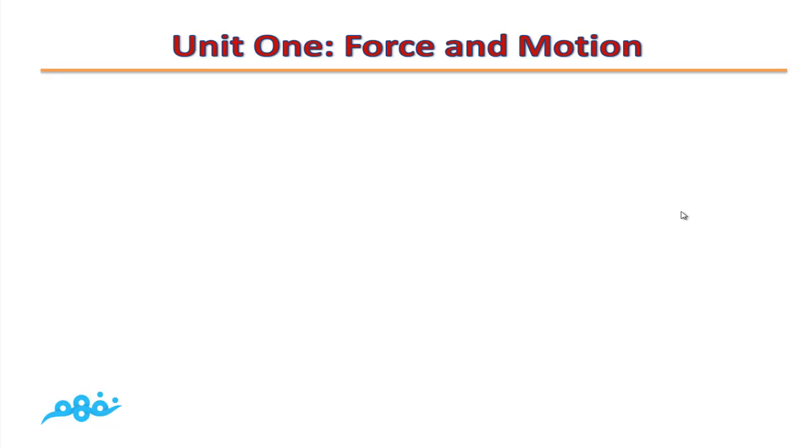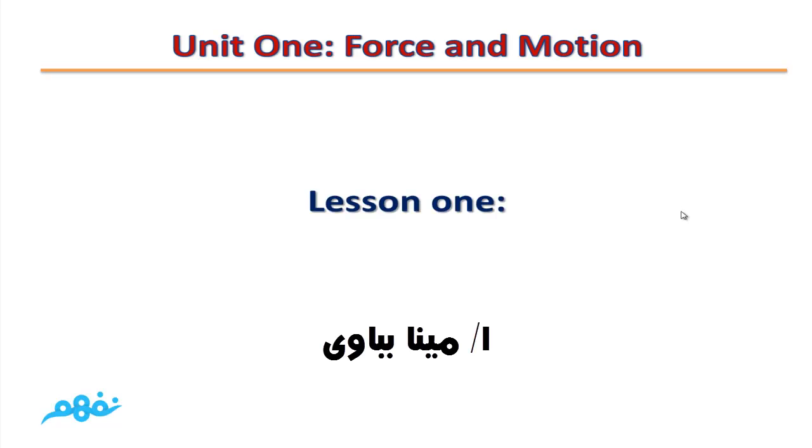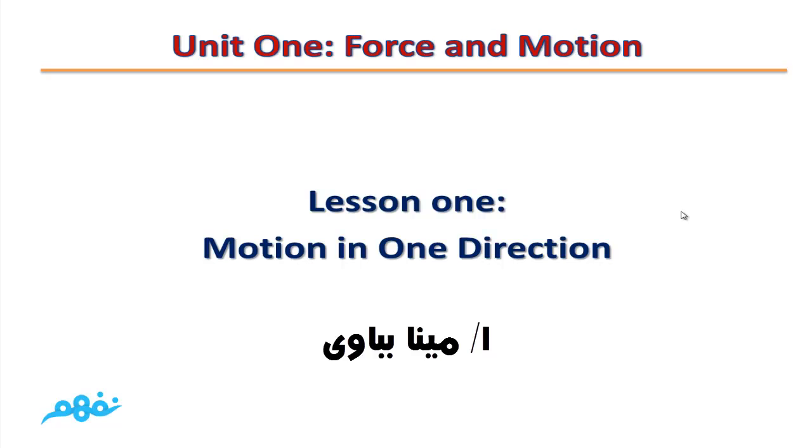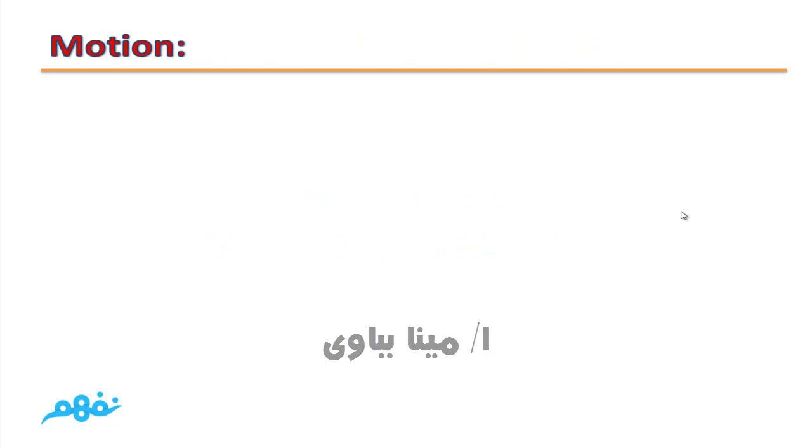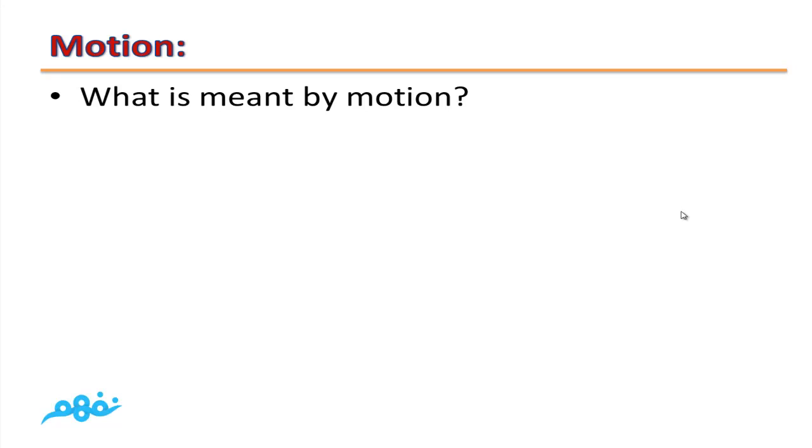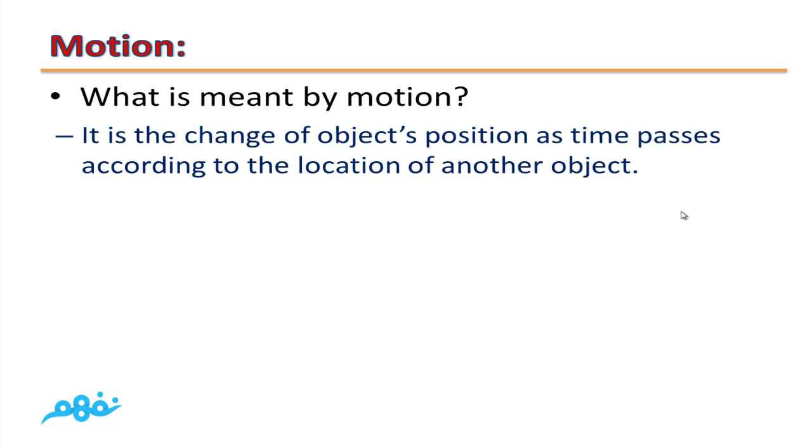Unit 1. Force and motion. Lesson 1. Motion in one direction. Motion. What's meant by motion? It is the change of object position as time passes according to the location of another object.